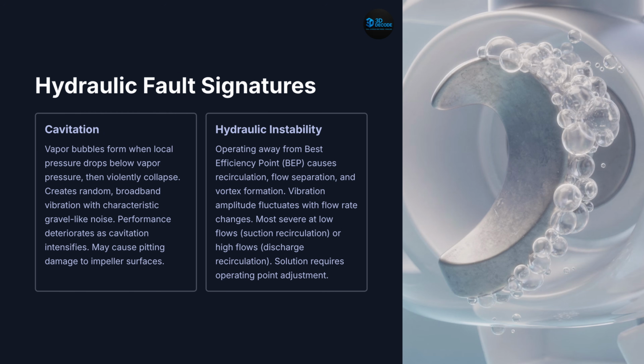Slide 11. Cavitation signature. Cavitation produces random, broadband vibration with noise like gravel. It damages impeller surfaces and reduces performance.